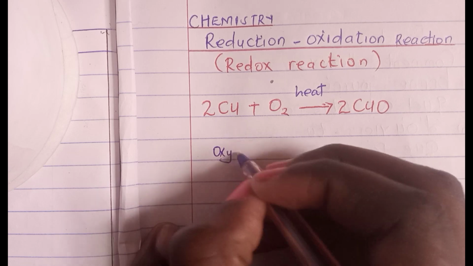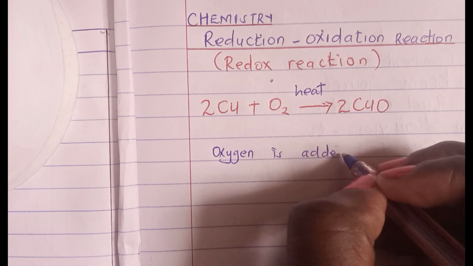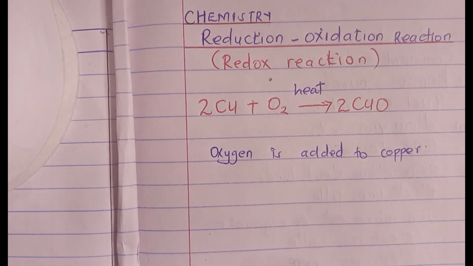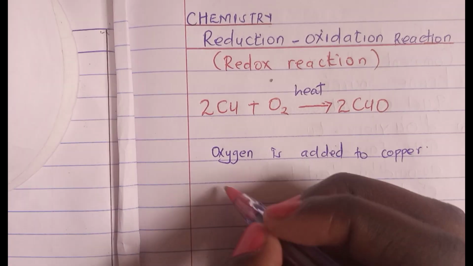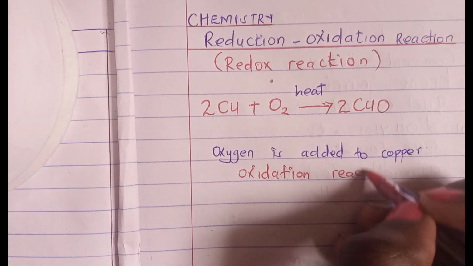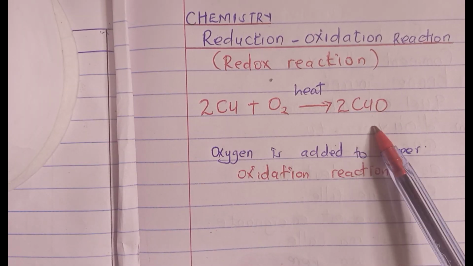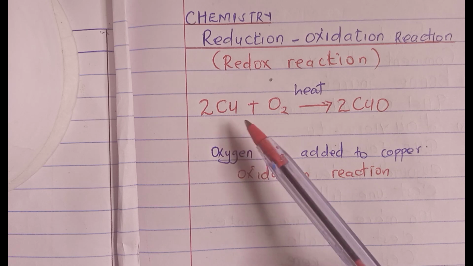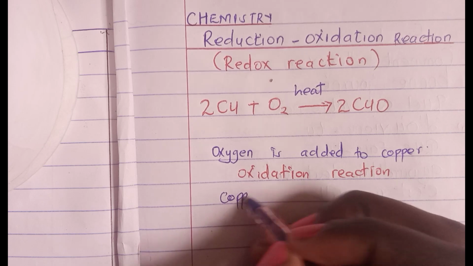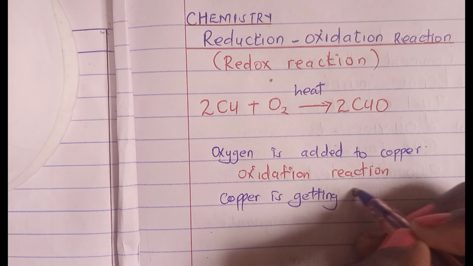So oxygen is added to copper, and the reaction or the process is referred to as oxidation reaction. Copper is getting oxidized. You can see the result, copper oxide. So copper is getting oxidized.